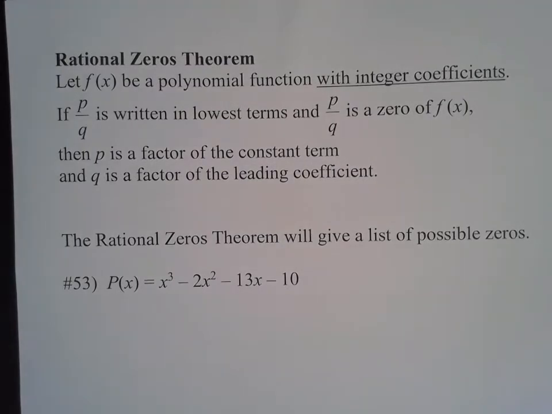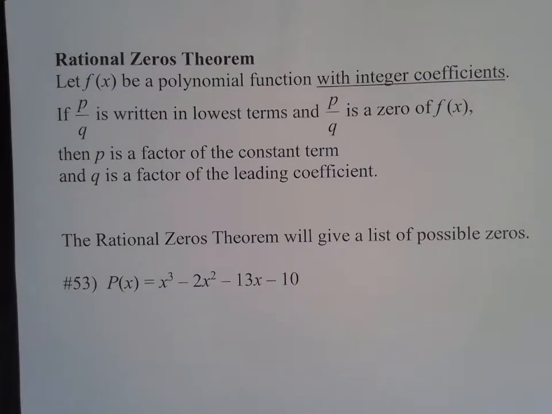Let's add to that something called the rational zeros theorem. The rational zeros theorem says, let f of x be a polynomial function with integer coefficients. So that's a criteria. If we don't have integer coefficients, then we cannot apply this theorem. Remember, integers are positive and negative whole numbers.